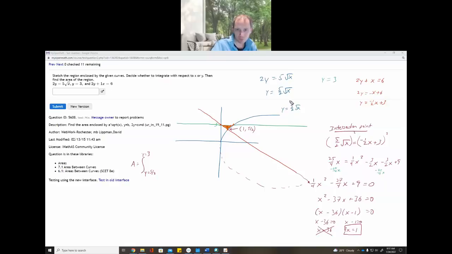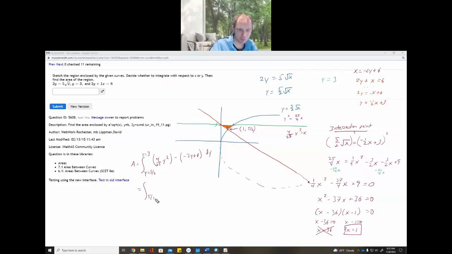And then my right function is this square root function. Okay. I need to solve for x. Okay, so 4/25 y squared equals x, right? And then the bottom function is that line, so I want to solve that one for x, right? And if I just subtract, I'll get x equals negative 2y plus 6. Okay, and then I'm good to go, right?